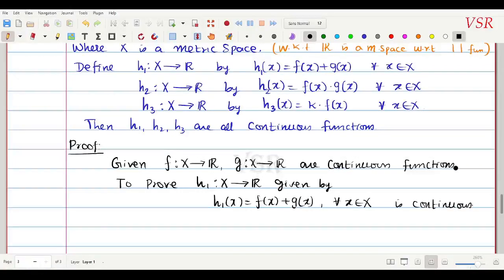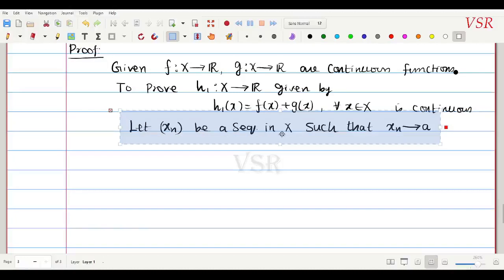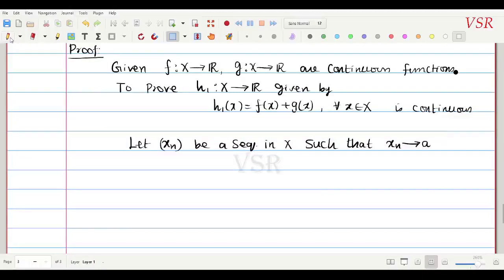Proof பண்ண போறேன். ஓகே, சரி, அப்ப என்ன பண்ணிக்கிறேன் அப்படின்னா let xn be a sequence in capital X such that xn converges to a. அப்ப a நான் என்னன்னு ஒன்னு சொல்லணும்ல, அப்ப அதையும் ஒரு லைன்ல எழுதிட்டோம். Let a belongs to capital X. Okay, so to prove h1 is continuous at a அப்படி நான் ப்ரூஃப் பண்ண போறேன். ஓகே, so a ல இது continuous னு சொல்லணும். அப்ப let xn be a sequence in capital X such that xn converges to a ன்னு எடுத்துக்கிட்டேன்.